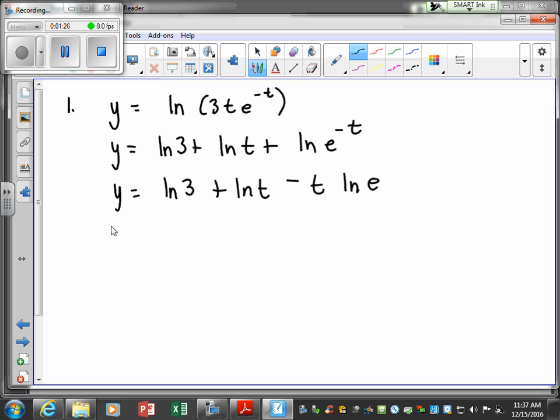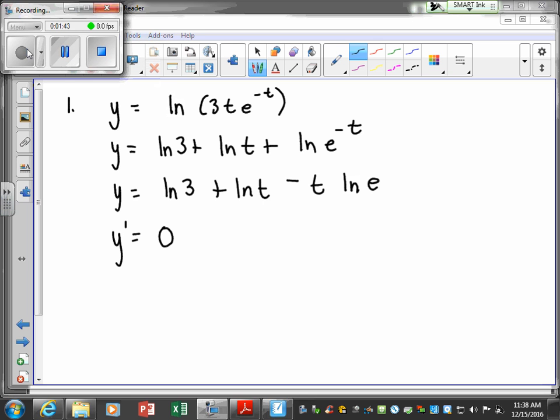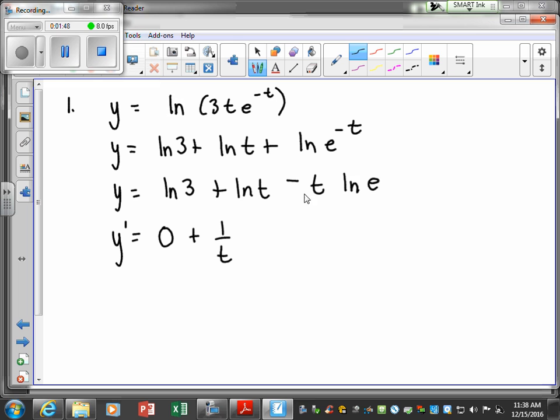Alright, let's go ahead and take the derivative of this. So we're going to evaluate y prime. What's the derivative of the natural log of 3? Just 0. The derivative of the natural log of t is just 1 over t. What is the natural log of e? Recall, natural log of e is equal to 1. So that's just negative t times 1. So we're just going to have minus t.